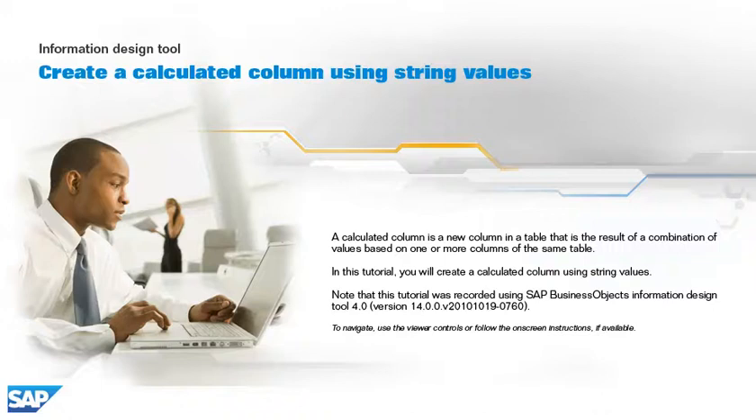A calculated column is a new column in a table that is the result of a combination of values, based on one or more columns of the same table. In this tutorial, you will create a calculated column using string values.